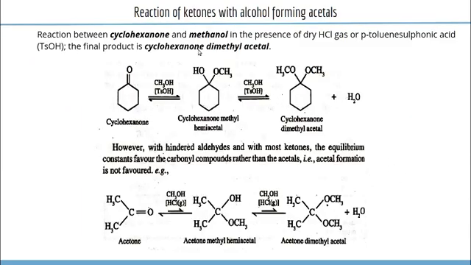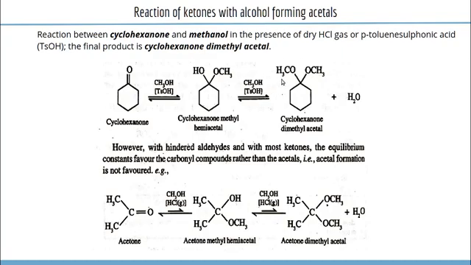Let us see more examples for the addition of alcohols to ketones forming acetals. Reaction between cyclohexanone and methanol in the presence of dry HCl gas or para-toluene sulfonic acid. The final product is cyclohexanone dimethyl acetal. So here we have one ketone, that is cyclohexanone, which on treating with methanol in the presence of toluene sulfonic acid, we will get cyclohexanone methyl hemiacetal, which again adds one more molecule of methanol and we will get cyclohexanone dimethyl acetal with the elimination of water molecule.